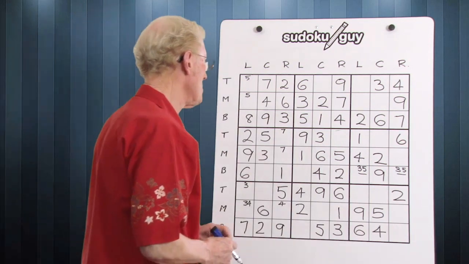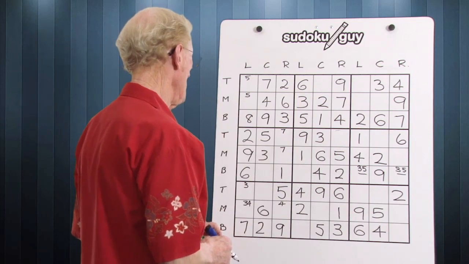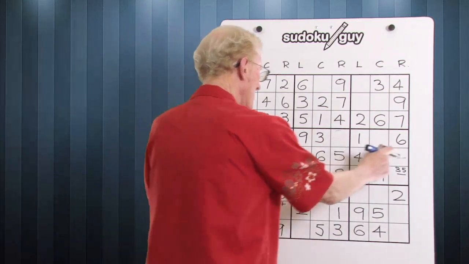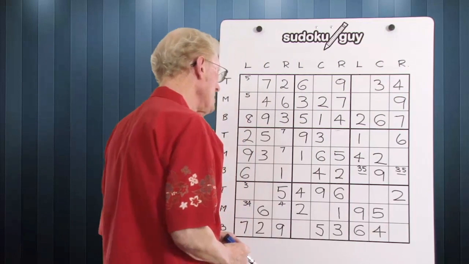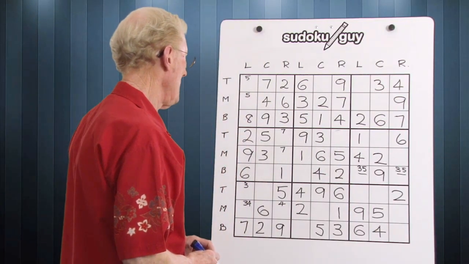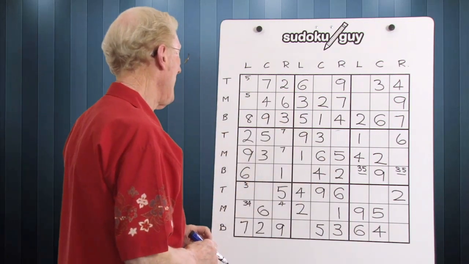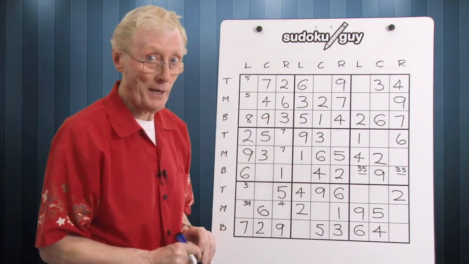Well, let's do something that's got 2 cells left. In this row here, see that row there? That's got 2 cells missing. Now, what 2 cells, the 2 numbers that are going to go in those cells are going to be a matching pair.